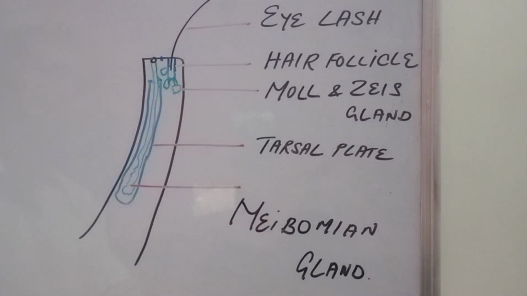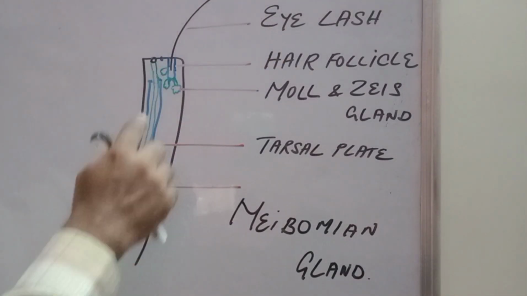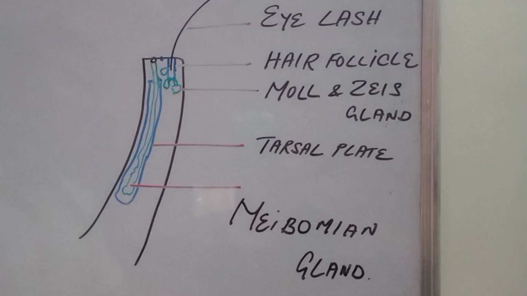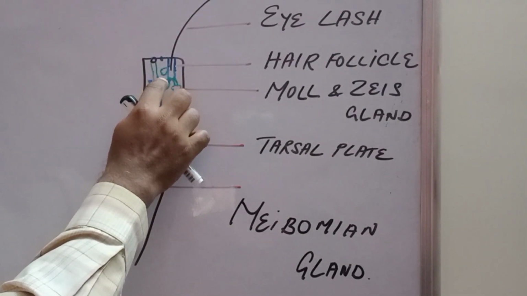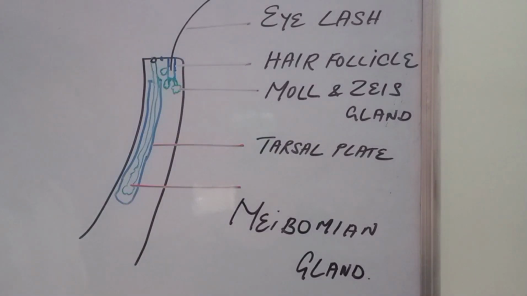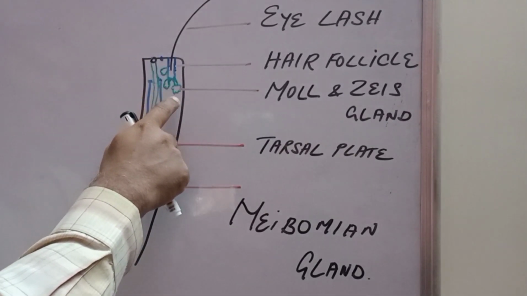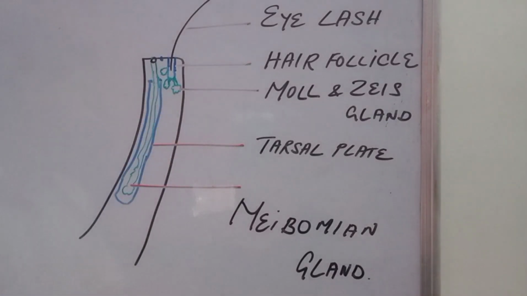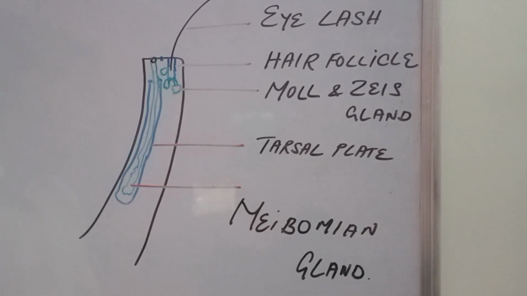The second thing is, you are able to see an eyelash here. There is a hair follicle into which multiple small glands are opening. These glands are called glands of Zeiss and Moll. So this is a simple anatomy you should know about.